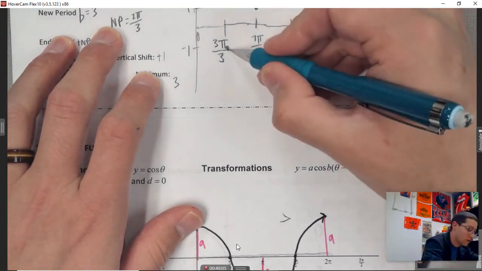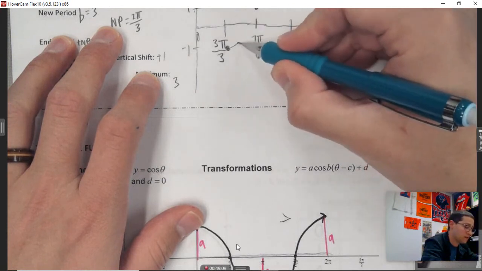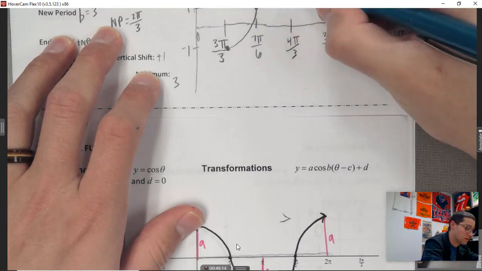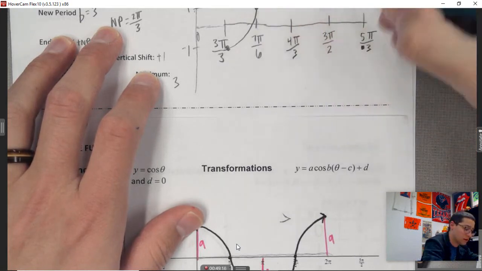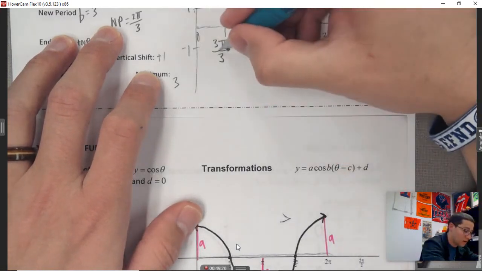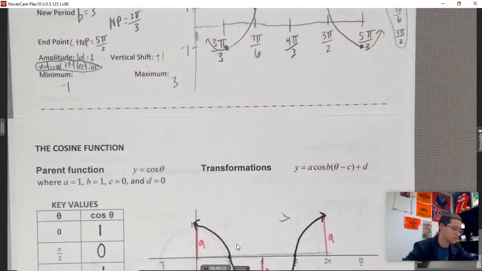Okay, and then your curve is going to look like this. Okay, there, and there. It continues forever like that.